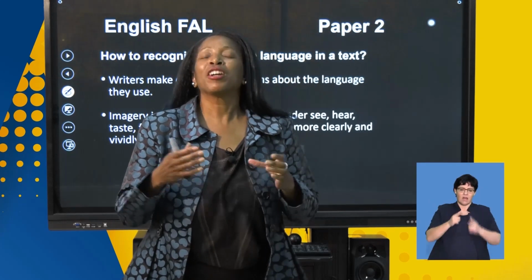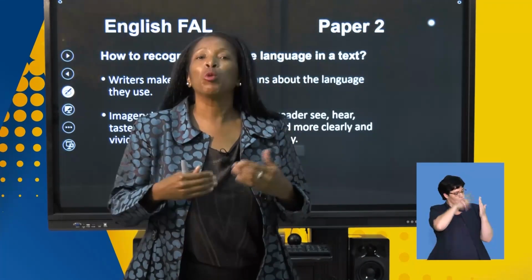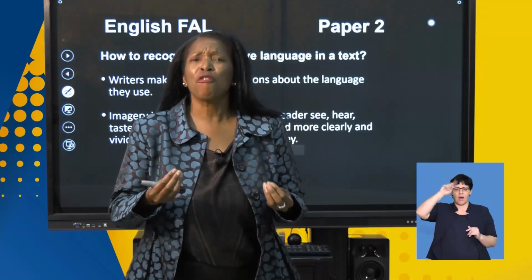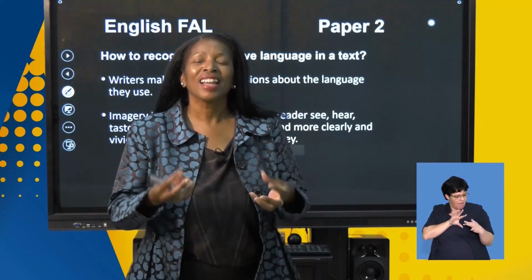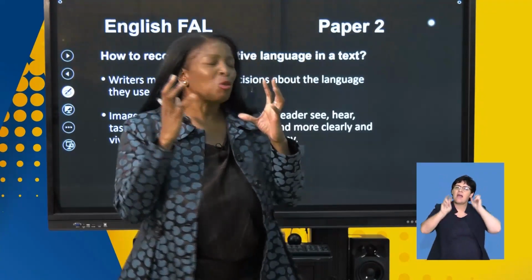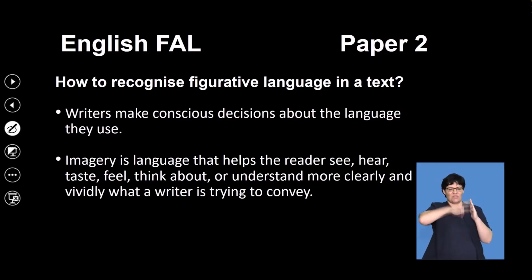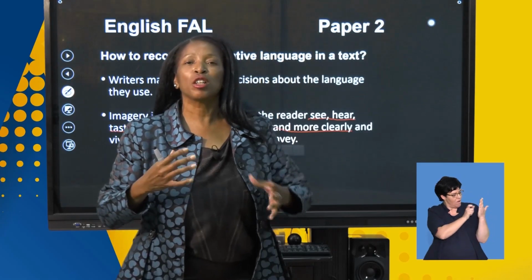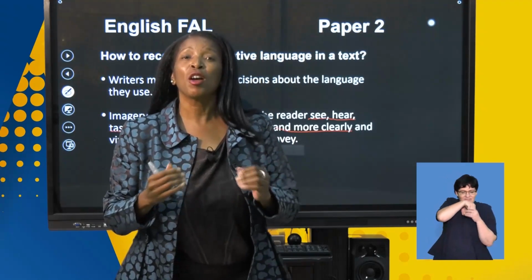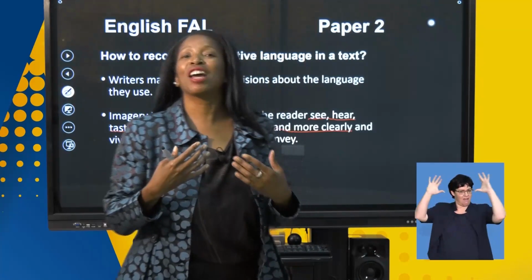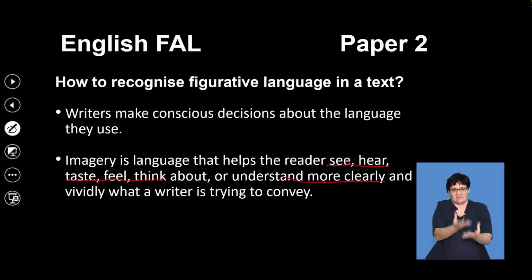Imagery is when writers make you visualize the words that they are writing. They want you to feel, to see, to hear, to think about or understand more clearly what a writer is trying to convey. So they use all these senses. You see, you hear, you taste, you feel, you think. As you are reading the words that they have written, you actually become part of the picture because you visualize what they are trying to convey to you.